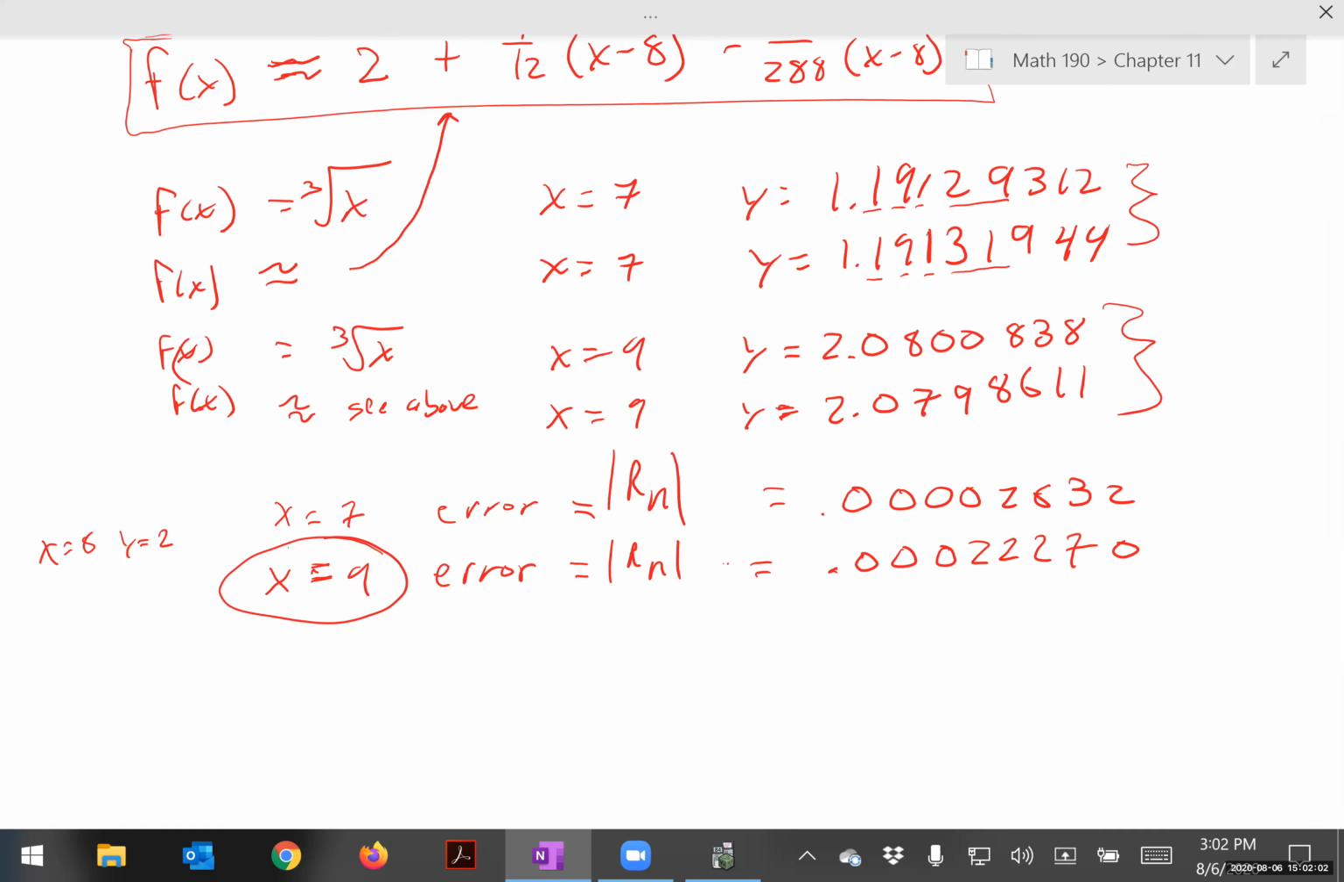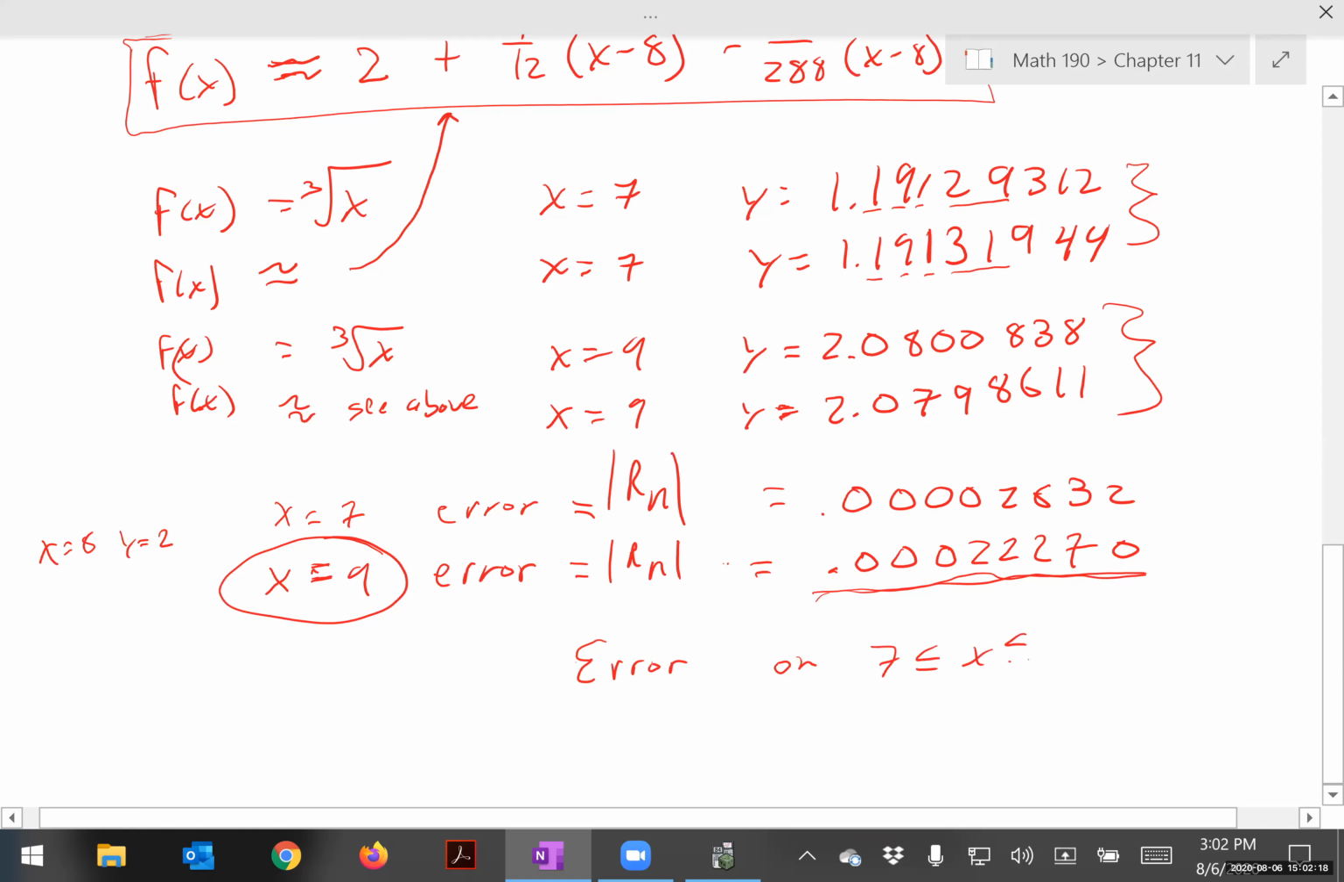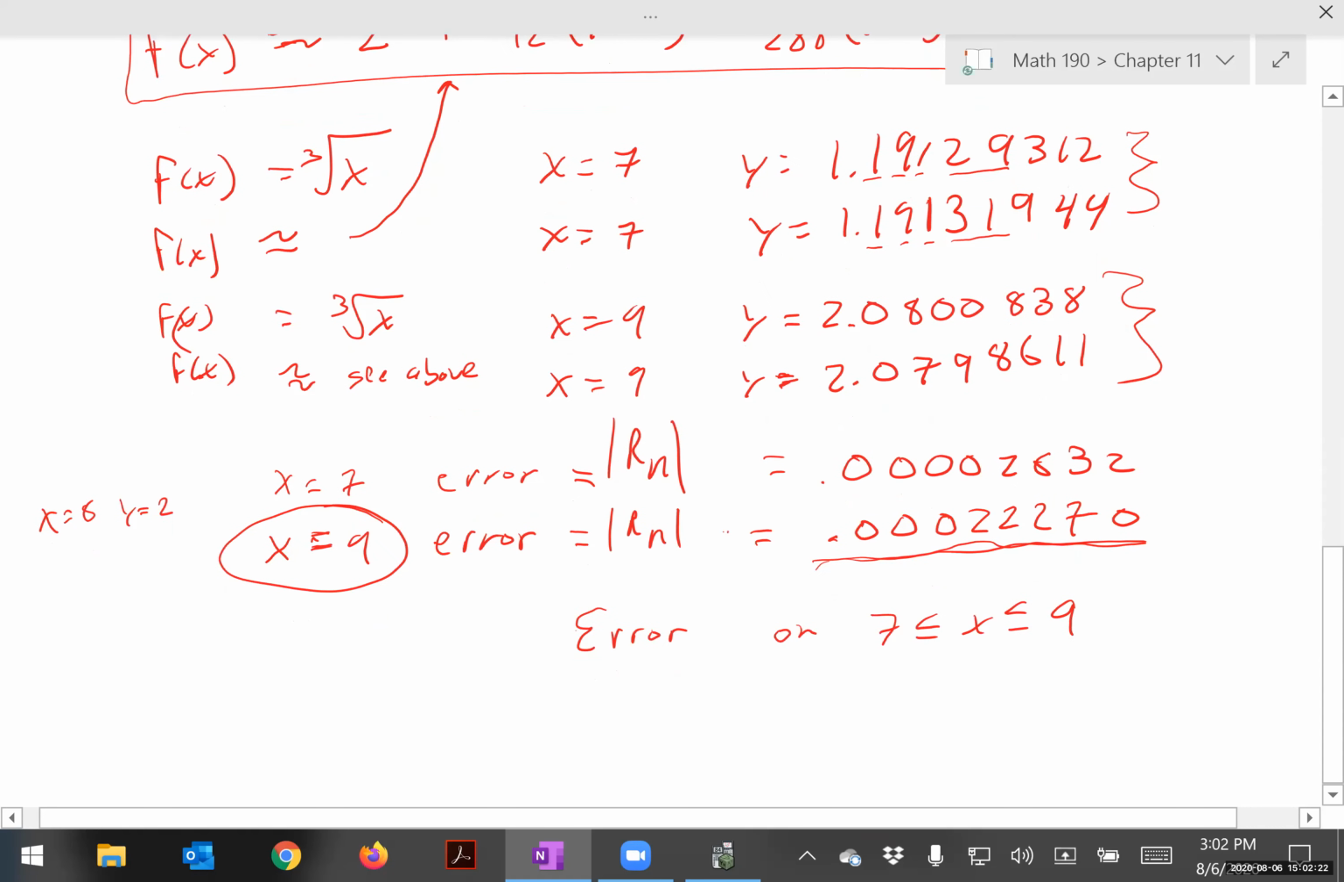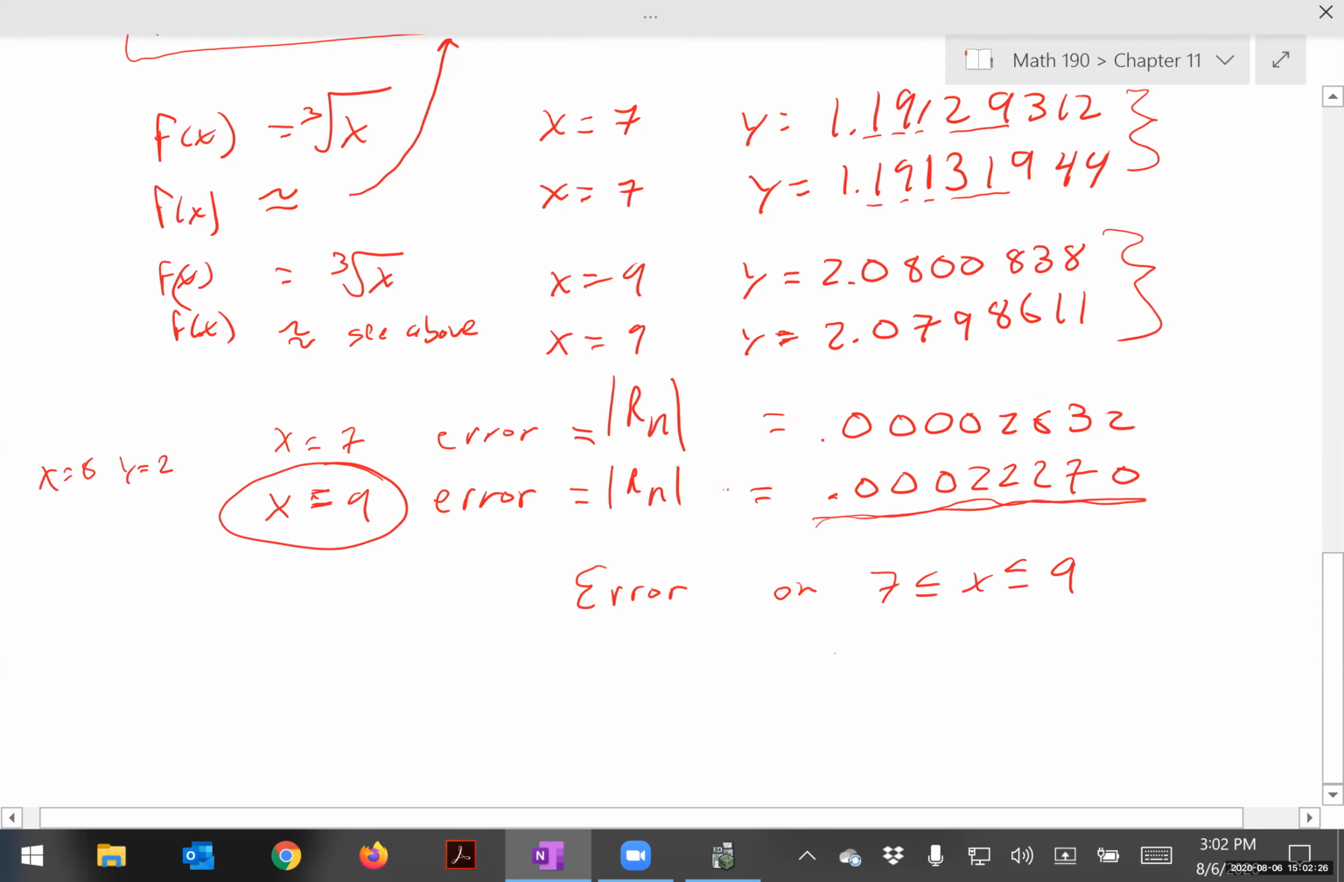Okay, so what I might want to do, just to be safe, is take the bigger error and say the error on 7 less than or equal to x, which is less than or equal to 9, would be bounded by, I'm going to maybe even round this up to the next digit. I need something that's greater than this. I want it to be a boundary on this thing. I don't want to be lower. If I round this down, I'm going to get a number lower. Does that make sense?